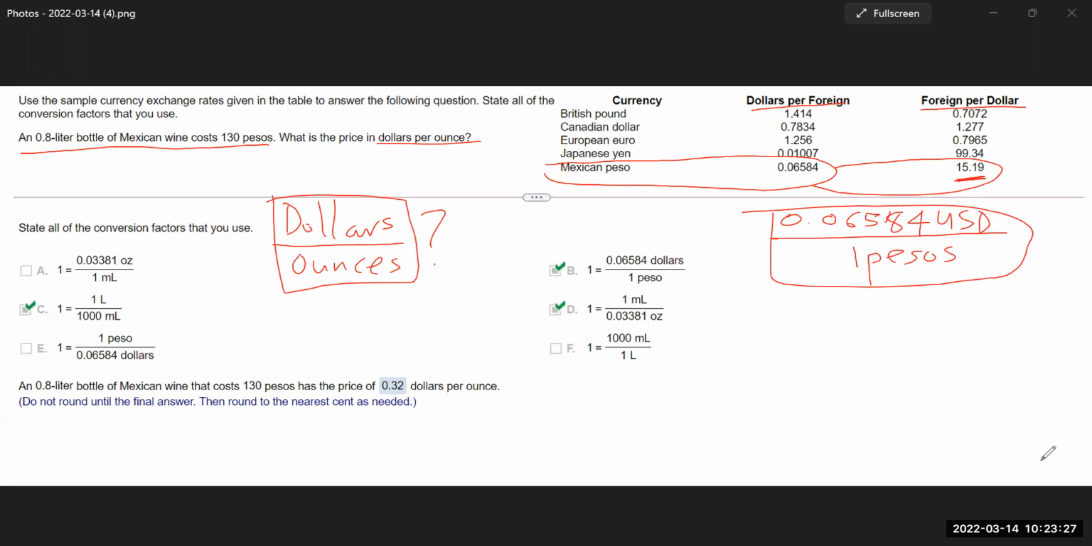So we have to change pesos into dollars, and then we have to transition from liters into ounces. We want to know the steps in between that we can use to do this conversion. So I'm going to start from here. 130 pesos, we divide that by 1 using dimensional analysis. Then we use this conversion, because it says that 1 peso is 0.0658 USD. So this will change pesos into dollars.